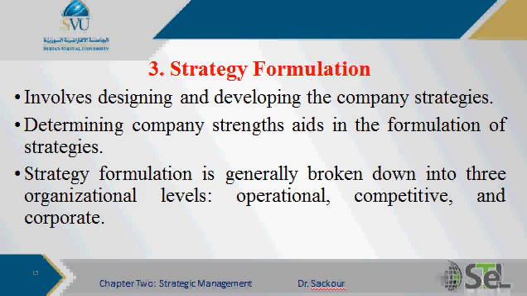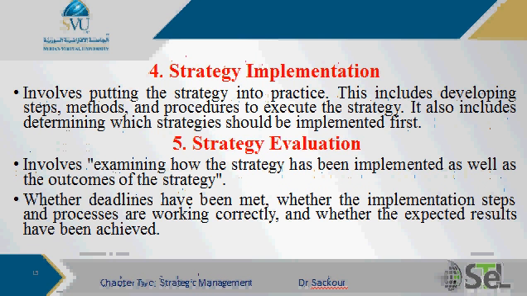Strategy formulation is broken down into 3 organizational levels: operational, competitive, and corporate. Operational, competitive, and corporate. As we mentioned, we have different managerial levels. Corporate, like this managerial pyramid, corporate level, functional level, and business unit level. You have 3 main levels. Right.